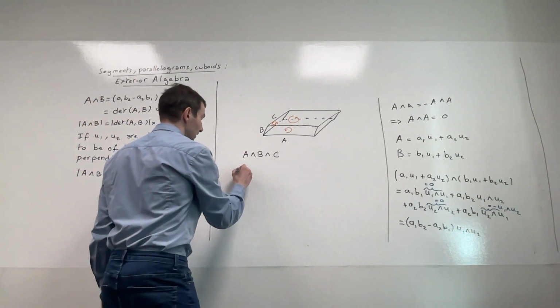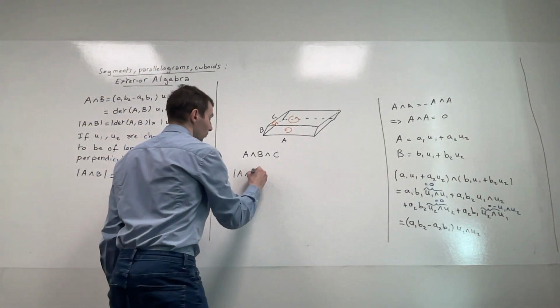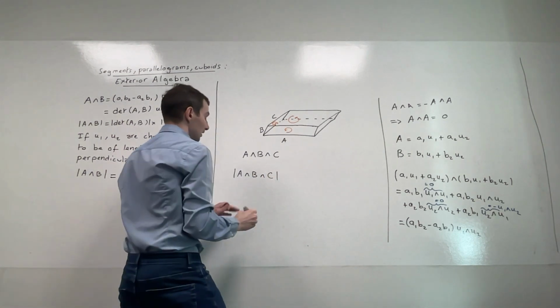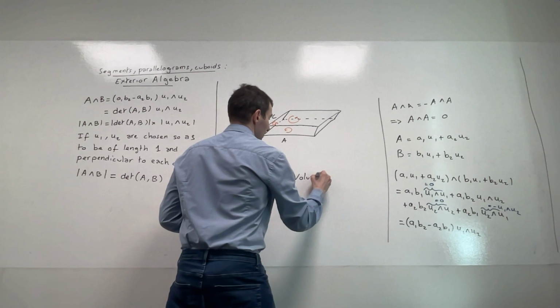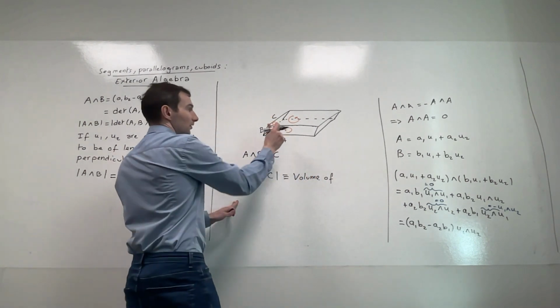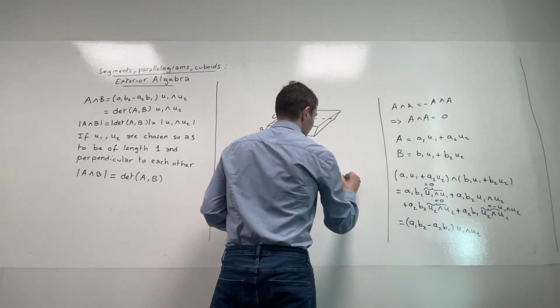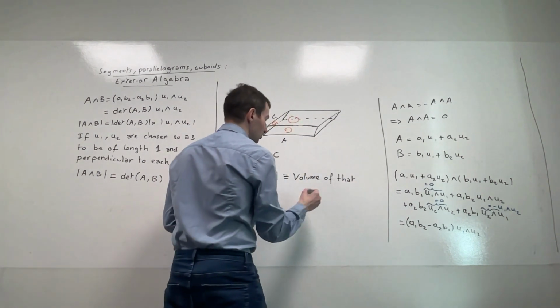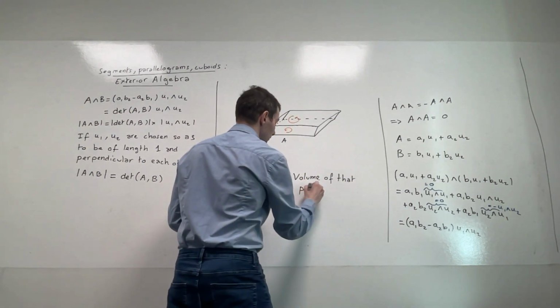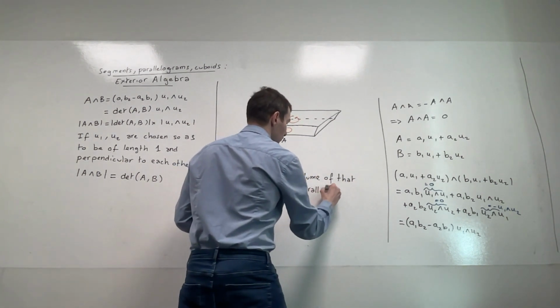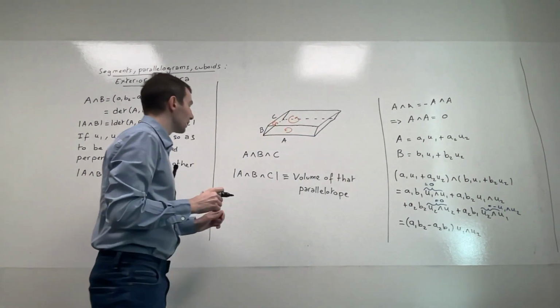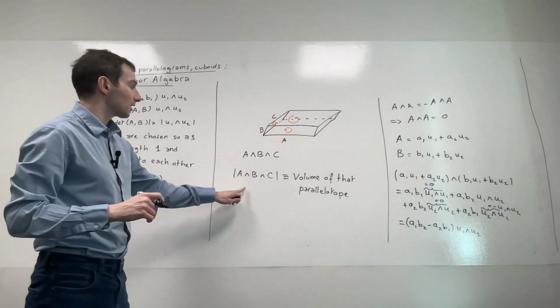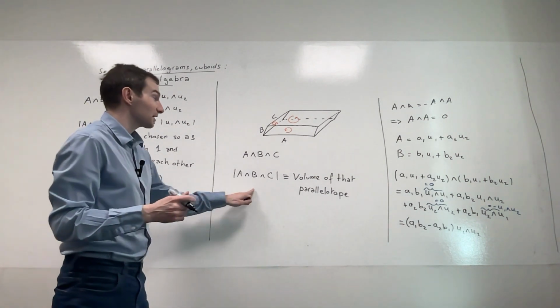And then, of course, A wedge B wedge C has to be equal to the volume of that object. I'm not sure how it's called in 3D, but in general, this is a parallelotope. I think probably like this. And so that's basically it.